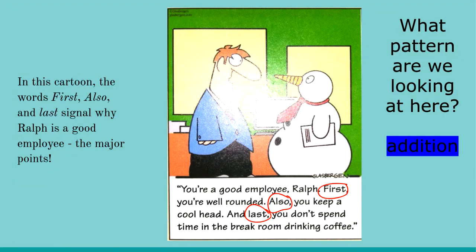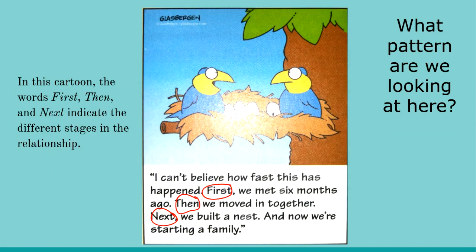Okay, let's look at this other bird cartoon from your book. I can't believe how fast this has happened. First, we met 6 months ago. Then we moved in together. Next, we built a nest. And now we're starting a family. So here are the transitions circled, first, then, and next, indicating the different stages of these birds' relationships. Here is the pattern we're looking at, time or sequence. It's a sequence of events or something that happens within time.